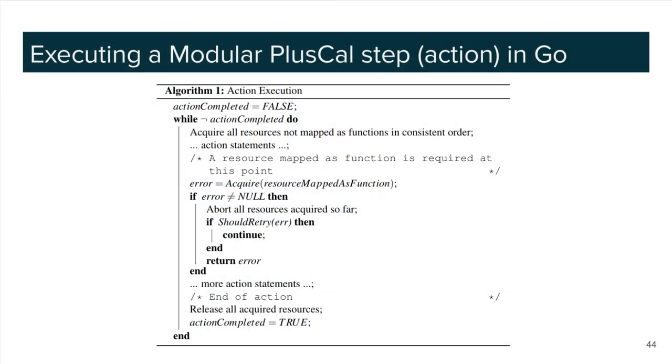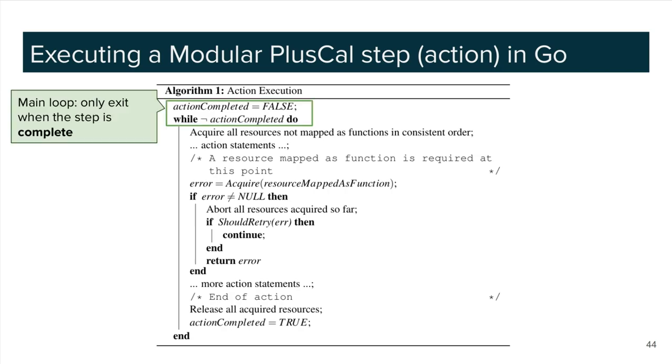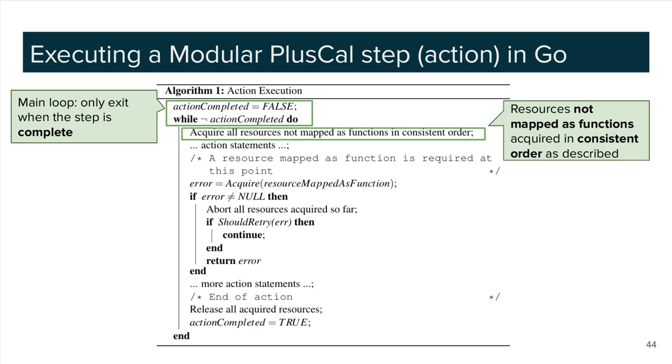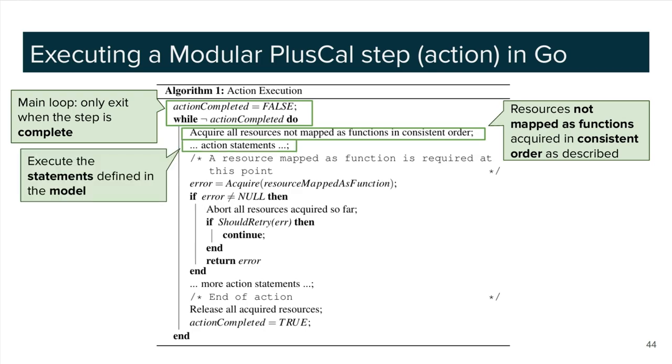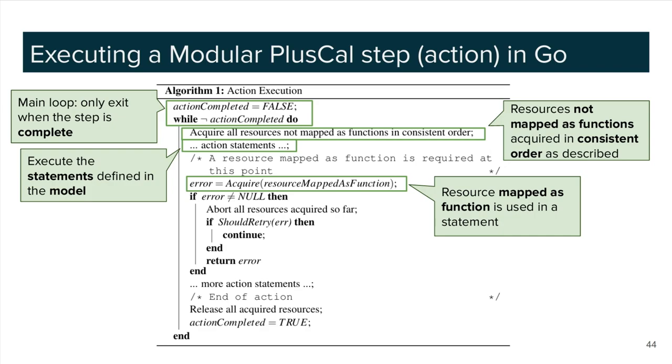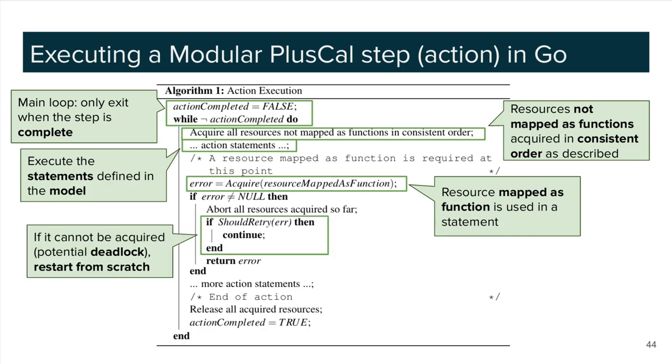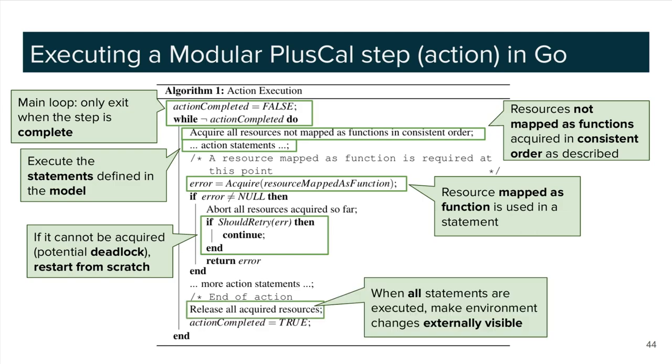So to summarize, how to actually run a step with full generality: you have this loop for retries, you acquire all the ones you can, in order. You do things. Whenever you hit the case where you have one that's function mapped, you try to acquire it. If you need to retry, you abort everything and go retry. If it's a fatal error, die. Then in the end, you release all the things.